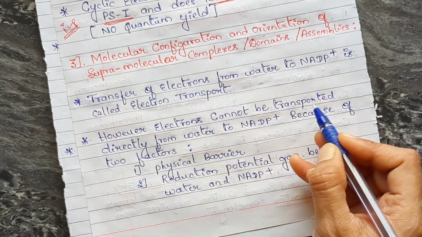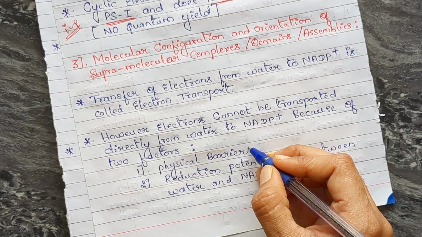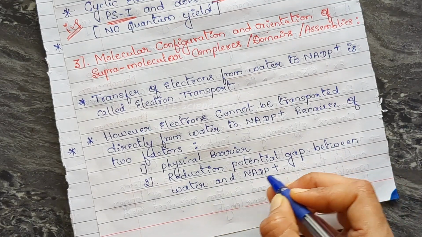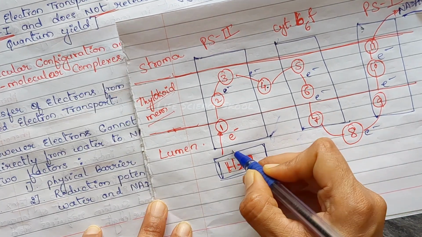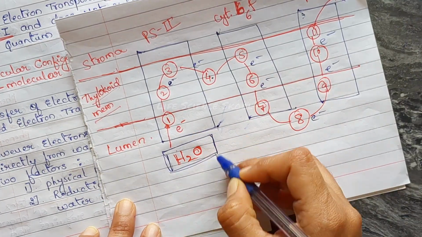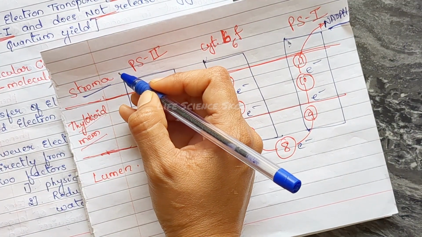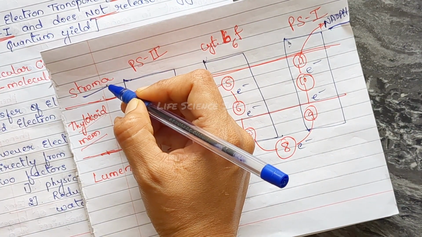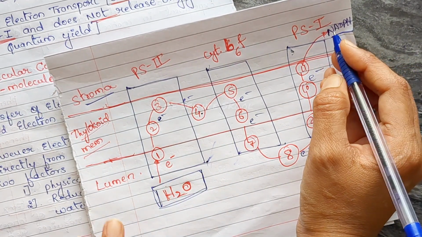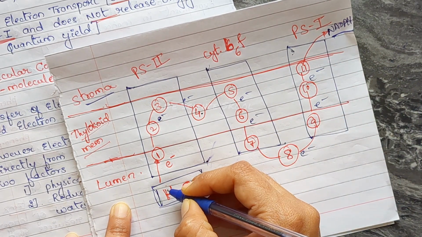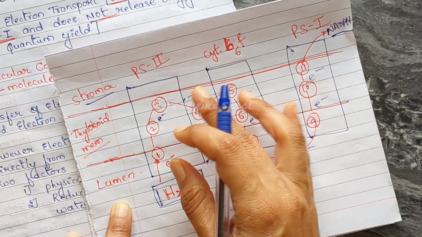Next point: however, electrons cannot be transported directly from water to NADP plus because of two factors, that is the physical barrier and, second, the reduction potential gap between water and NADP plus. You can see here there is a physical barrier, because water is in the lumen and NADP plus is in the stroma, right? By the diagram itself you can understand that water is in the lumen and NADP plus is in the stroma, so electrons should move from the lumen to the stroma. That requires electron carriers, right? This actually creates a physical barrier.